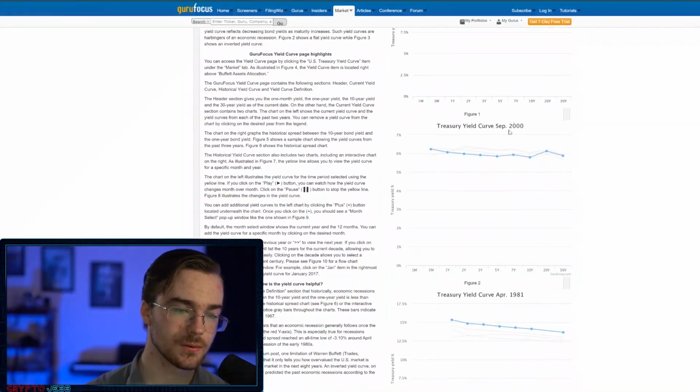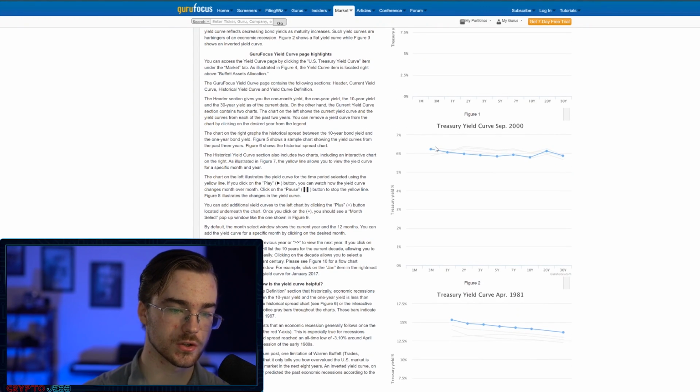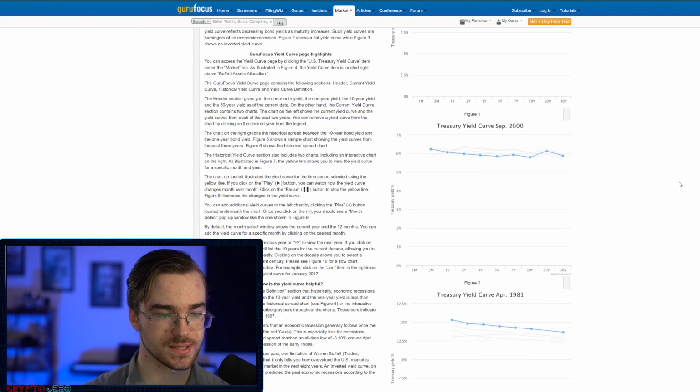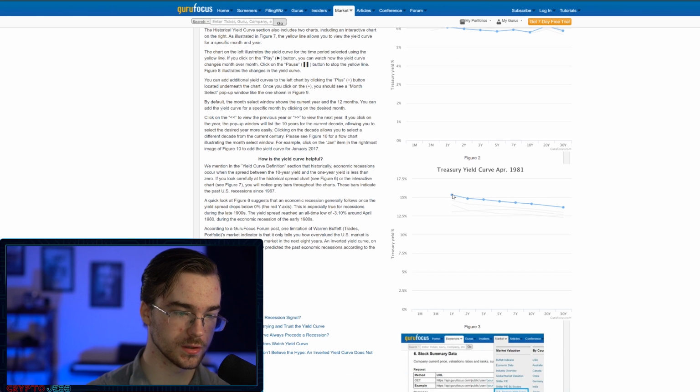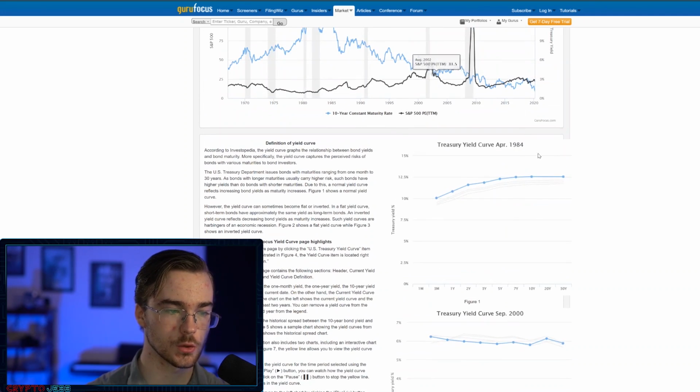But as you can see right here, in 2000 and in 1981, before a couple of recessions, we could see that the treasury yield curve was either flat or sloping to the downside. Here in 1981, a 1-year yield was 15%, but a 30-year yield was 12.5%, a little bit lower than that. This would be an example of an inverted yield curve. This is kind of a flat yield curve, and this is a normal yield curve.